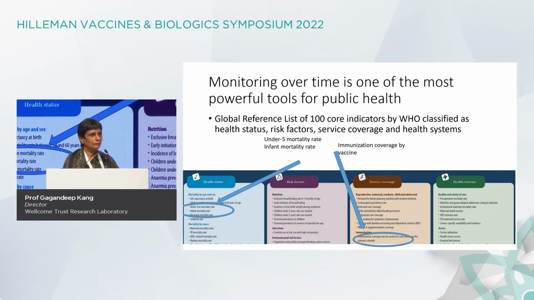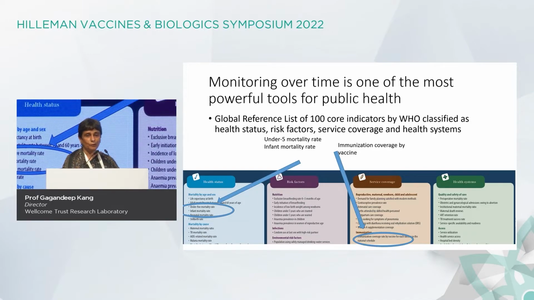Coming to monitoring, again, very helpfully, the WHO has a global reference list of 100 core indicators that allow us to think about measuring things over time. And looking at trajectories is one way that we have used very effectively to see how health systems are performing. We are all familiar with indicators like the under 5 mortality rate, the infant mortality rate, or immunization coverage over time. And this tells us a lot both about health systems and about the potential preparedness of those health systems to handle emergencies.